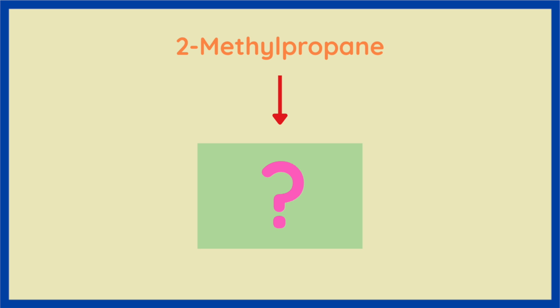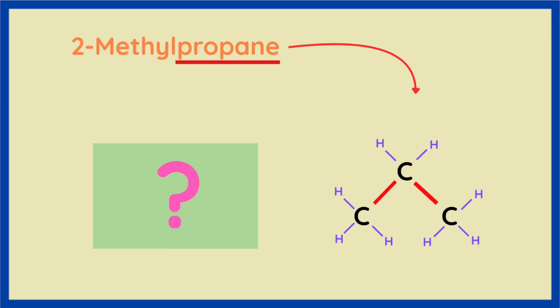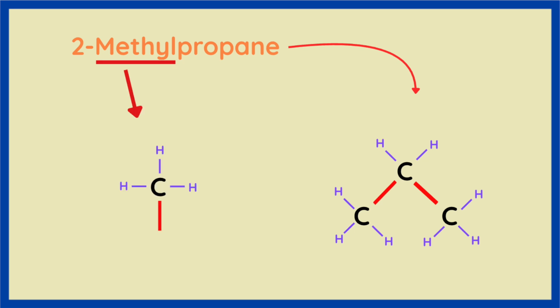But how do we do that? What's it going to look like? Well, let's break this down. Propane looks like this. It's 3 consecutively connected carbons, single bonded, and each carbon has as many hydrogens as it needs to reach 4 bonds. A methyl, on the other hand, is an extension, an attachment of a CH3 group. And 2-methyl simply tells us that we attach this methyl group onto the second carbon of our propane.